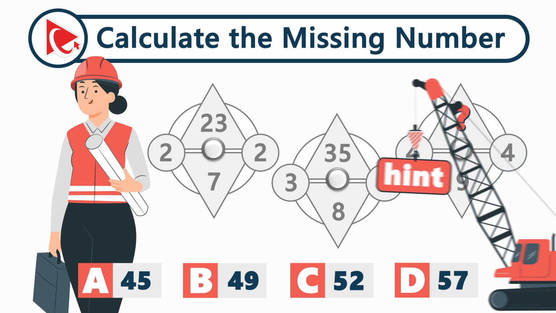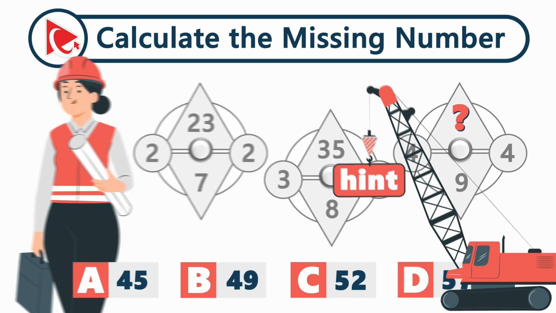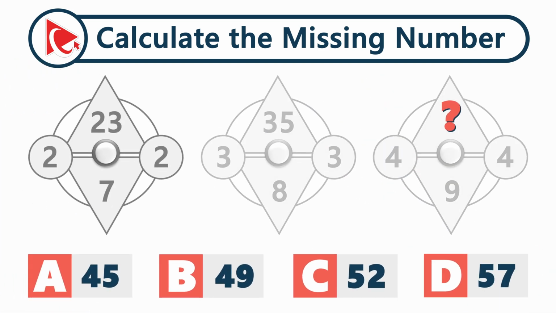Okay, let me give you a quick hint to help you get there. Let's look closely at the first shape. You see that numbers 2 on the left and 2 on the right are of a little bit different size than numbers 7 and 23. This might mean that both of these numbers are used in the calculations.